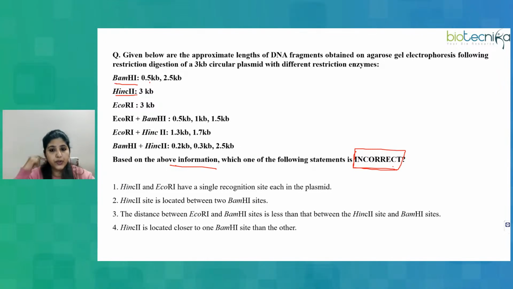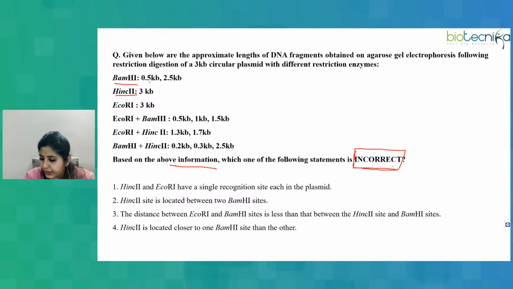So that is what we have to learn, that certain things we have to assume also. Like, one strand of information is given 5' to 3'. So automatically, to check the complementarity, you have to write the 3' to 5' sequence also of the strand given. According to the sequence given, you have to write the complementary sequence.